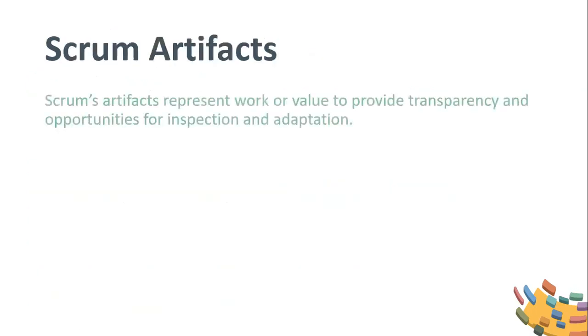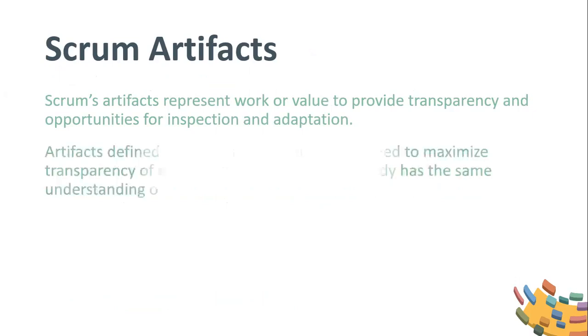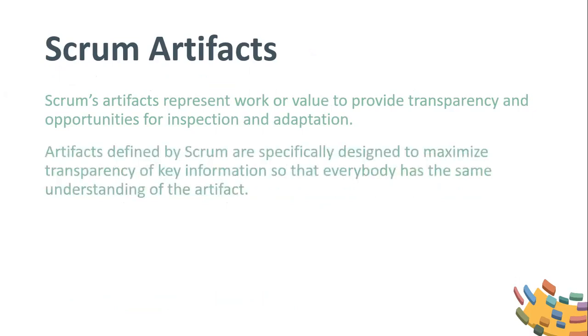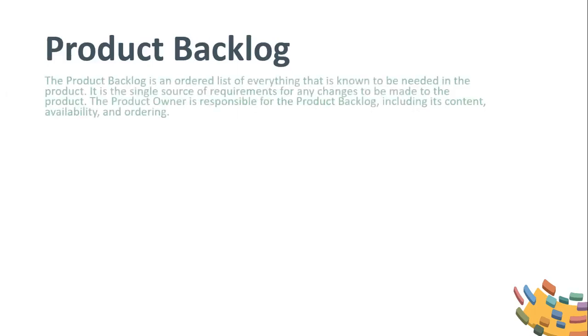Scrum Artifacts. Scrum's artifacts represent work or value to provide transparency and opportunities for inspection and adaptation. Artifacts defined by Scrum are specifically designed to maximize transparency of key information so that everybody has the same understanding of the artifact. Product Backlog. The product backlog is an ordered list of everything that is known to be needed in the product. It is the single source of requirements for any changes to be made to the product. The product owner is responsible for the product backlog, including its content, availability, and ordering.